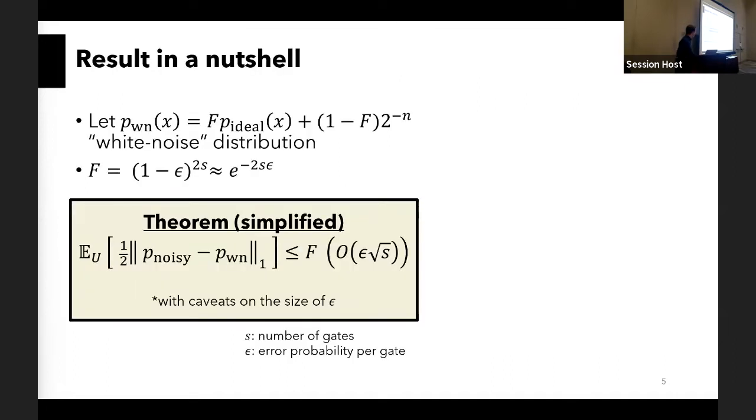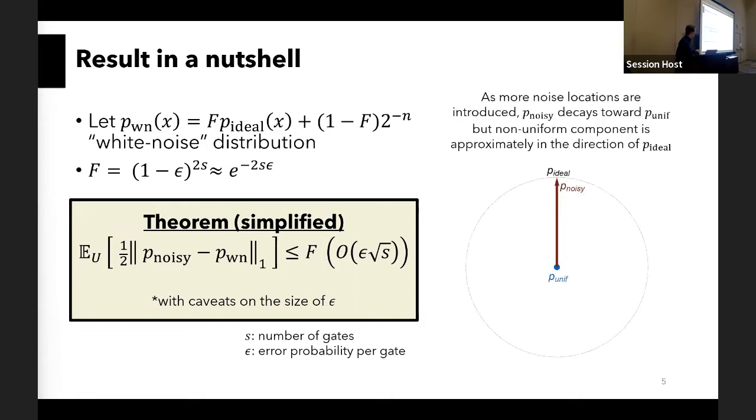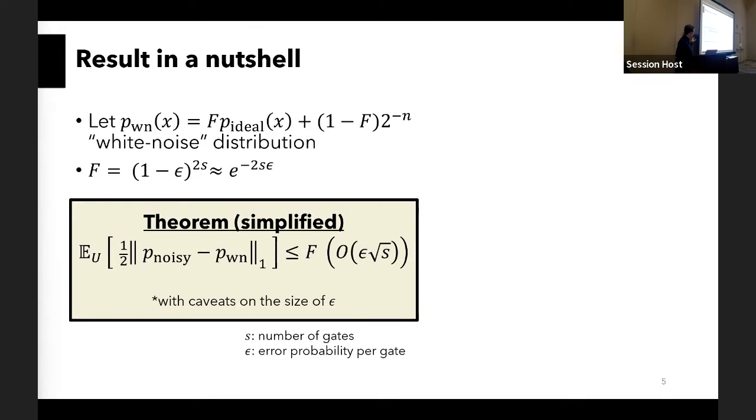So what do we show? We are able to give an upper bound on the amount of error in this approximation. So here we have this white noise distribution, this combination of the ideal and the uniform. And we have the parameter f, which is decaying exponentially in the number of expected errors. And then what we do is we compute the total variation distance between these 2 distributions, and we take the expectation over choosing each of the unitary components to be Haar random. And we show that this is upper bounded by the product of 2 small numbers. The first one is this f, which is decaying exponentially, and the second one is growing with the error rate epsilon and the square root of the number of error locations in the device.